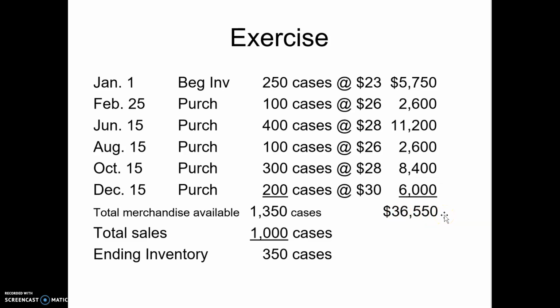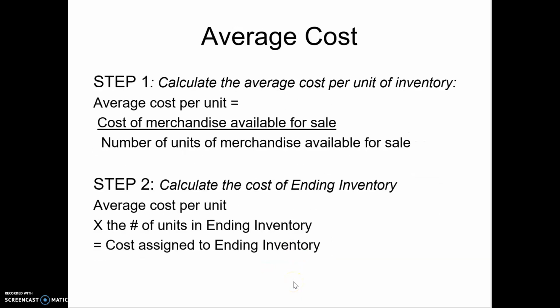Okay. Whatever we have available to sell, either we sell it or we still have it. So we sold 1,000 cases, so that means we should have 350 cases in ending inventory. And we're going to assume that we went and we counted up our ending inventory, and we actually have the 350 cases. But we know we're not going to show for merchandise inventory 350 cases on the balance sheet. We have to put a dollar amount. Okay. The first way we can put a dollar amount is average cost.